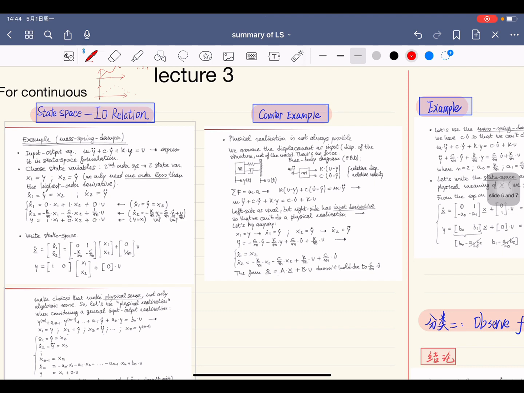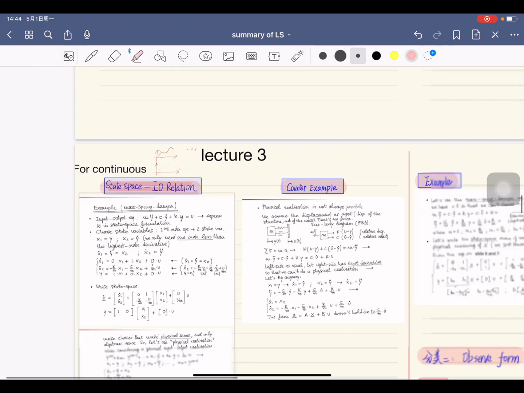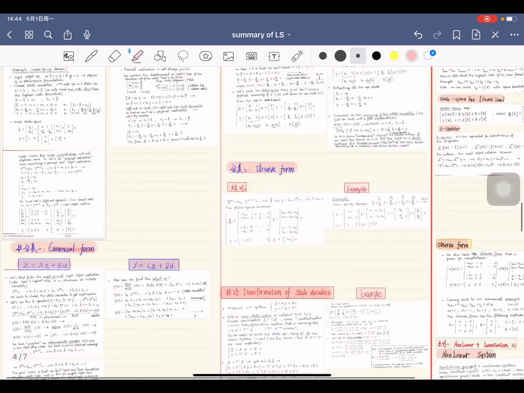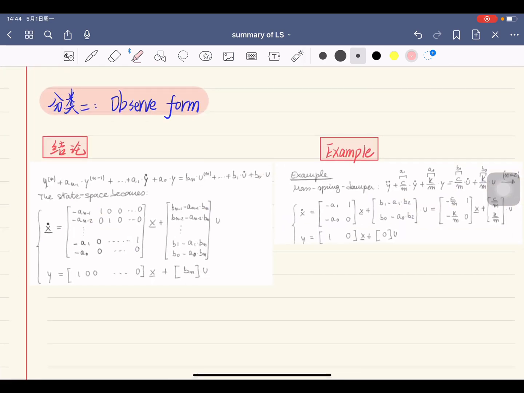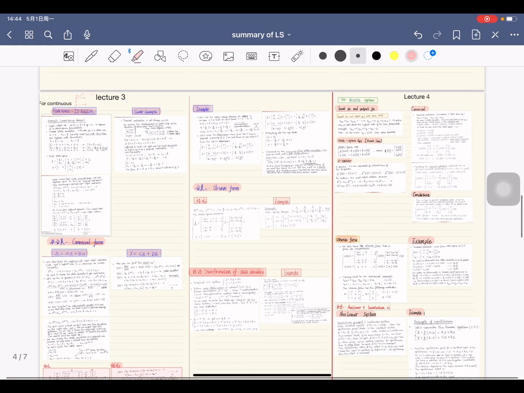So I will introduce the basic concepts like state space and the I/O relationship first, and next we will introduce how to express it in canonical form. The third one, I will show how to express it in observed form. Okay. So this is our lecture 3's content.